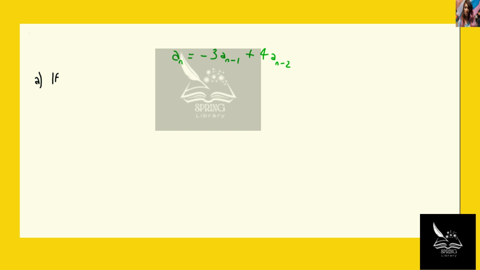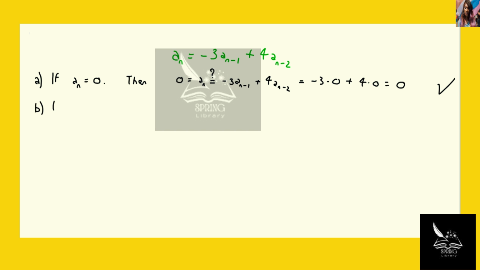So the first sequence is a_n equals 0, the constant sequence 0. Now we want to check whether 0, which is a_n, is equal to -3 a_{n-1} plus 4 a_{n-2}. But we know a_{n-1} and a_{n-2} explicitly, so that's -3 times 0 plus 4 times 0, that's 0. And therefore we see that 0 is actually equal to 0, so the question mark is true.